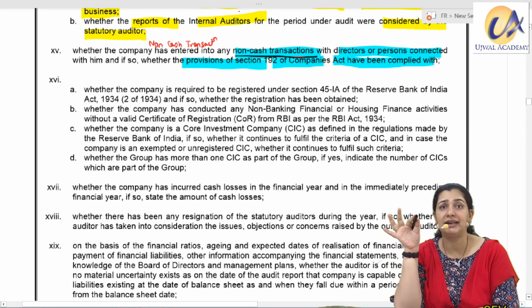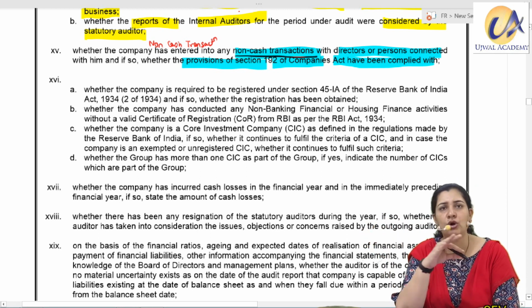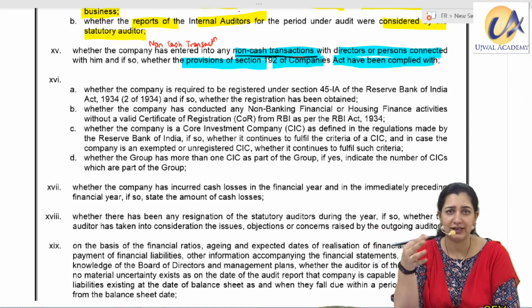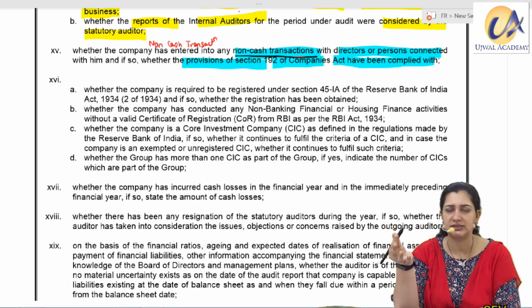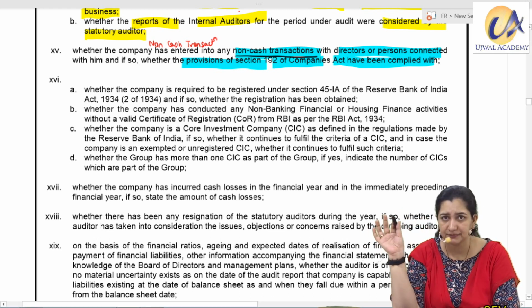So you don't need to know the detail of 192. For law, you do it. For auditing, we just need to see whether they have complied with that. So any non-cash transactions, any kind of transactions we have had with these directors or connected persons, we have to see this. Clear?